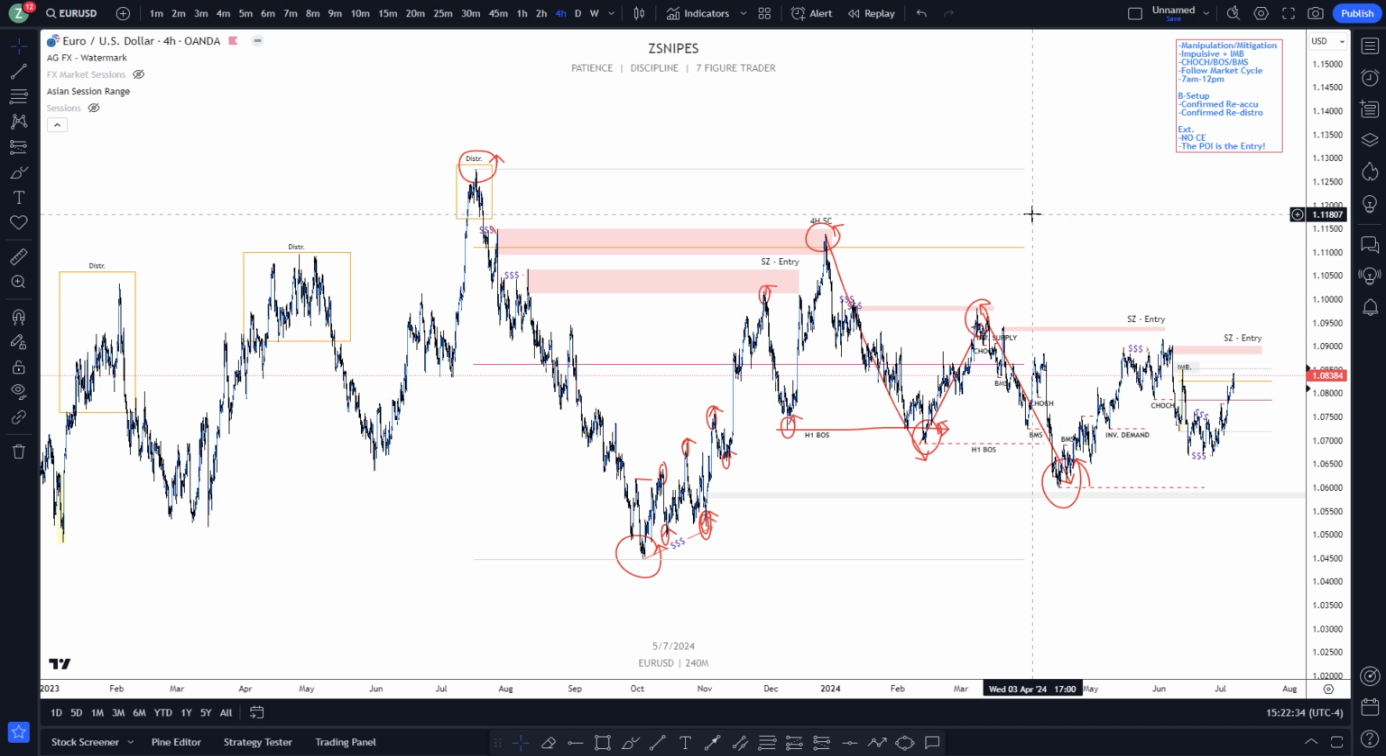I wanted to give you guys the higher time frame versus the intraday because those are the two most important time frames that I focus on, higher time frame and intraday, and then I'll use my lower time frame for entries as far as POIs and things like that.